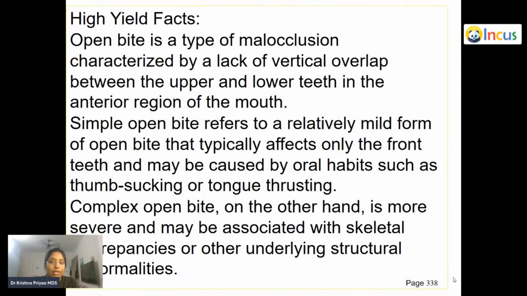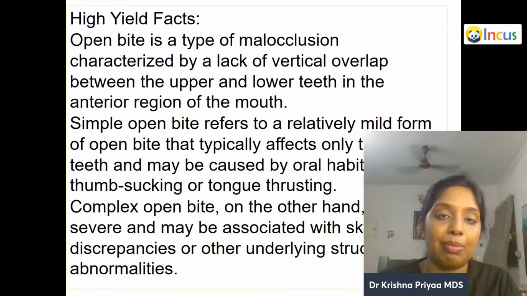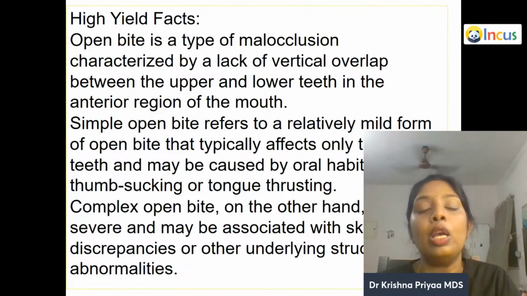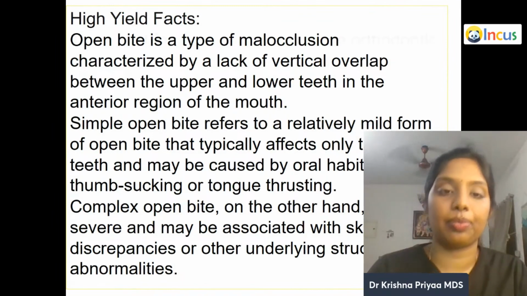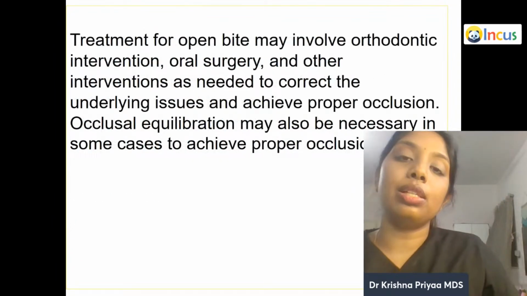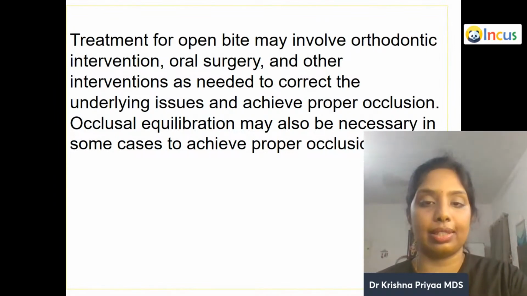So, what are the facts associated with this? Open bite is a type of malocclusion, which is generally a lack of vertical overlap in the anterior region. Simple may be in the mild form, wherein it affects only the front teeth. But complex, it may have a lot of problems underneath. It may be skeletal, or it may be because of a prolonged habit, or it may be because of an occlusal derangement, which would need equilibration in order to bring it to normal. It also includes a multidisciplinary approach. Orthodontic and surgical intervention is necessary.